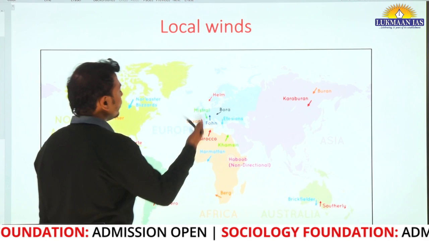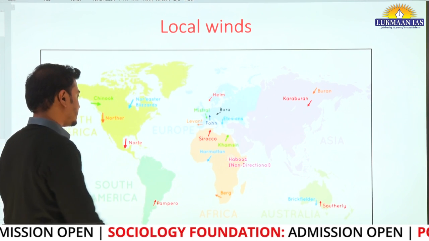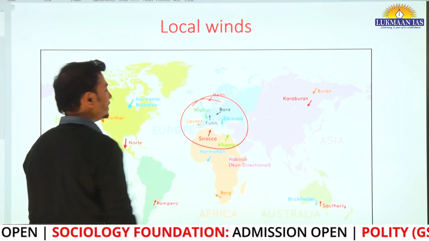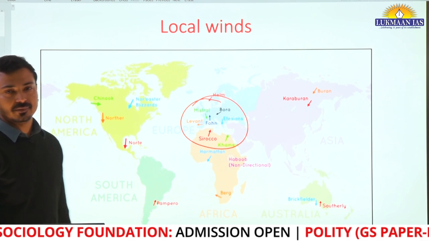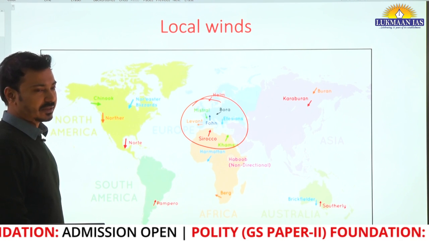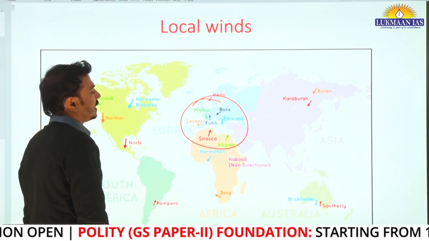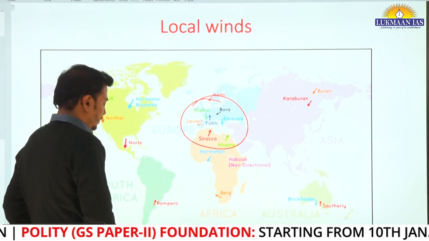ठीक है ओके. Local winds, quickly we will see the local winds. UPSC has asked questions largely from the local winds of this region, Mediterranean. Okay, so many names are there, local names, regional names. So, we'll categorize them, try to understand them. Theek hai? So, okay.